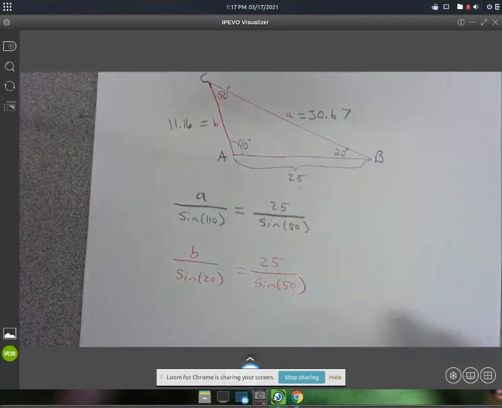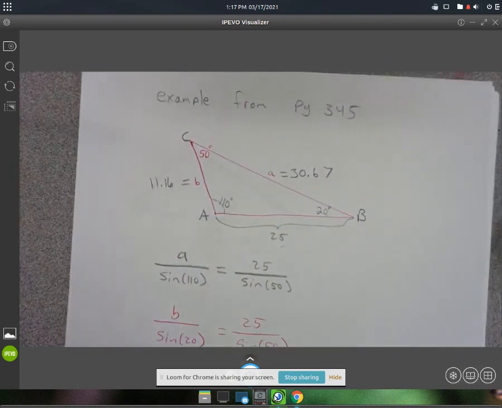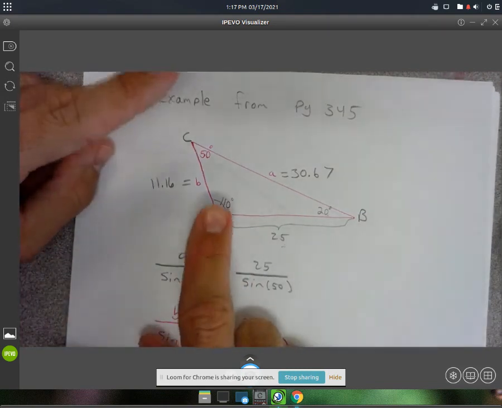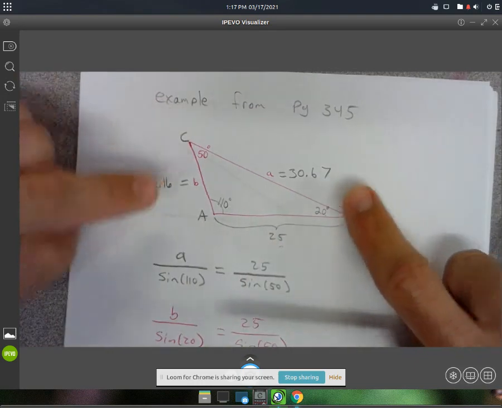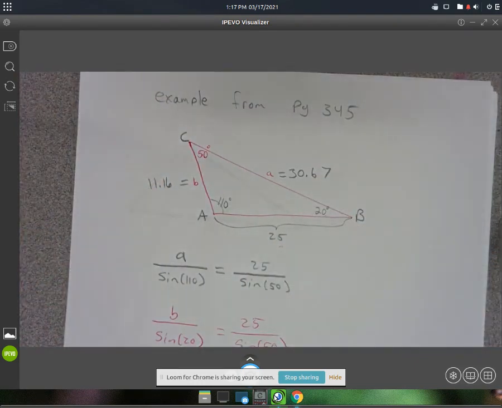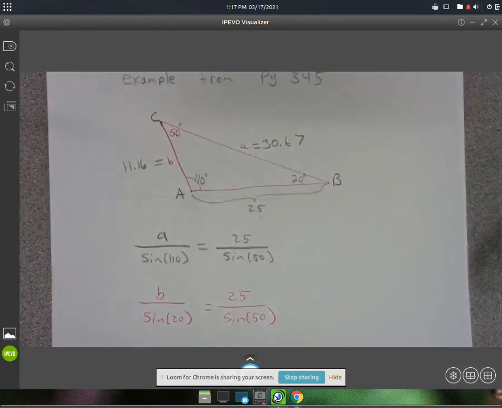And then lastly, take a look at it. Make sure that it makes sense, like the proportions and everything. You got a short side, you got a really long side, which is 30. Yeah, the picture kind of makes sense. All right, that's it.